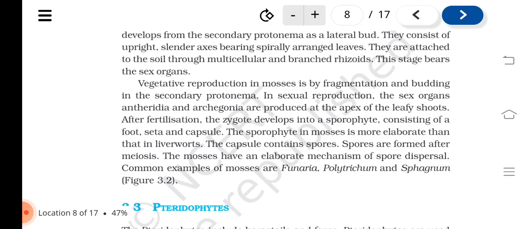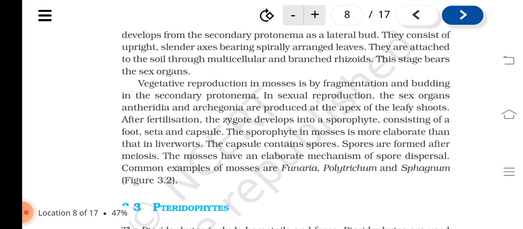Vegetative reproduction in mosses is by fragmentation and budding in the secondary protonema. In sexual reproduction, the sex organs antheridia and archegonia are produced at the apex of the leafy shoots. After fertilization, the zygote develops into a sporophyte consisting of a foot, seta and capsule. The sporophyte in mosses is more elaborate than that of liverworts. The capsule contains spores. Spores are formed after meiosis.